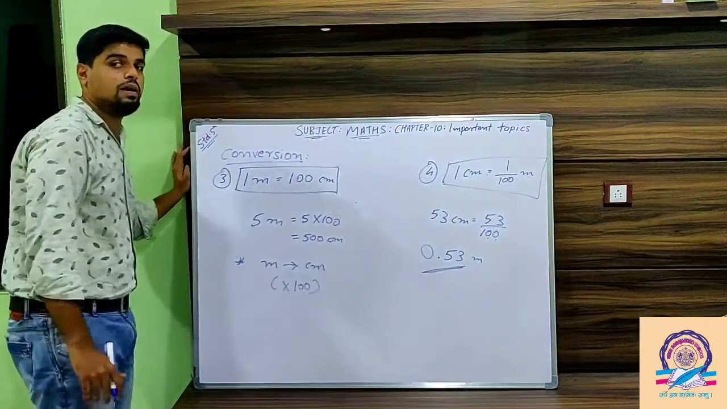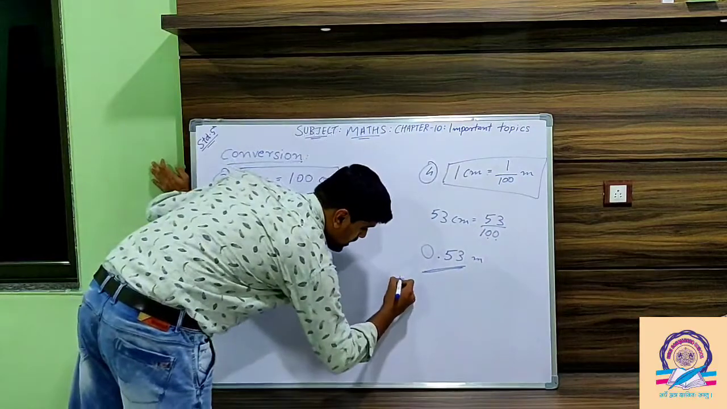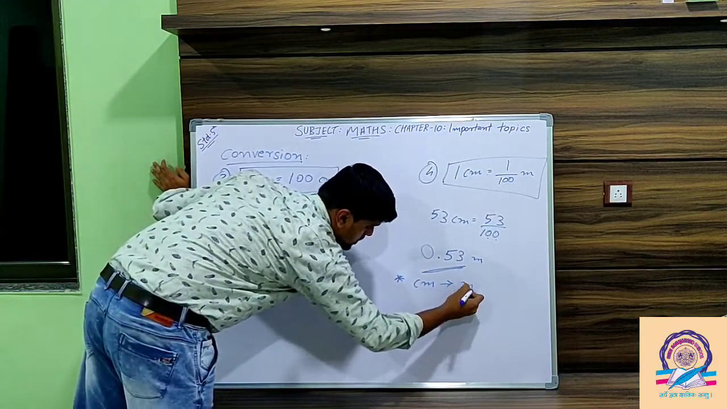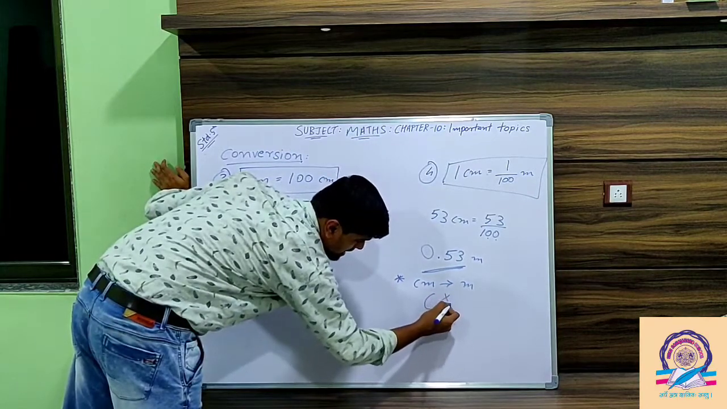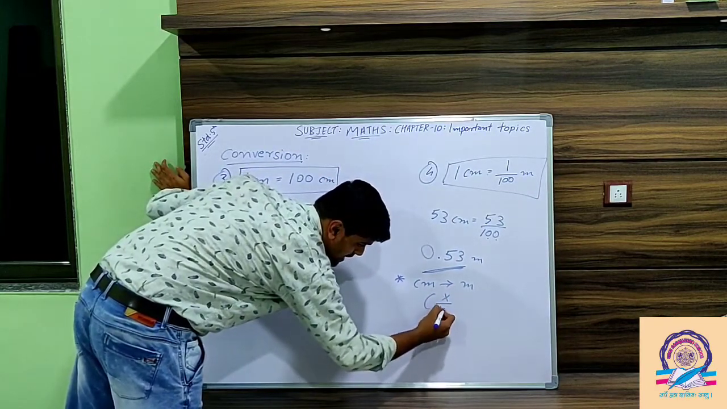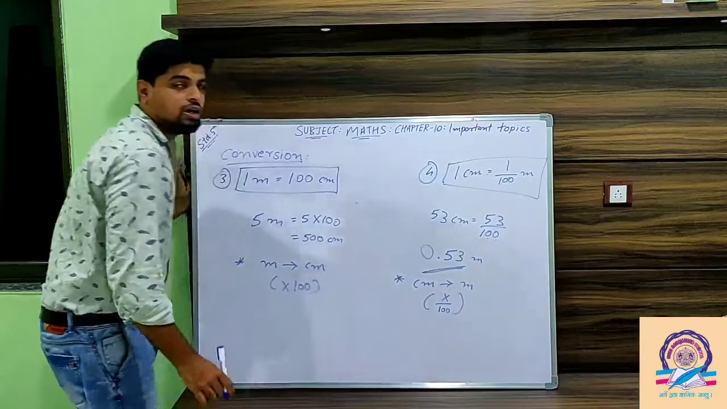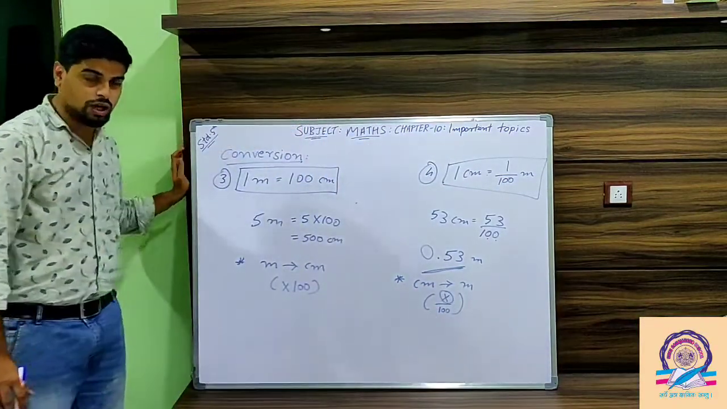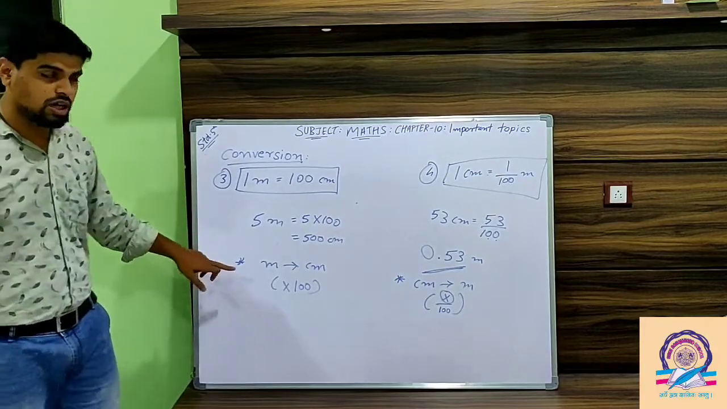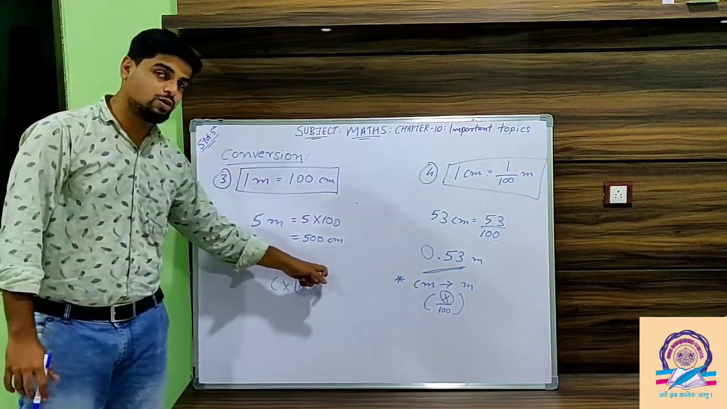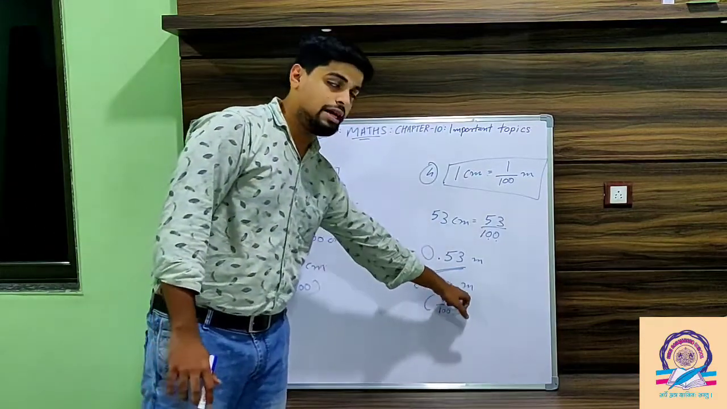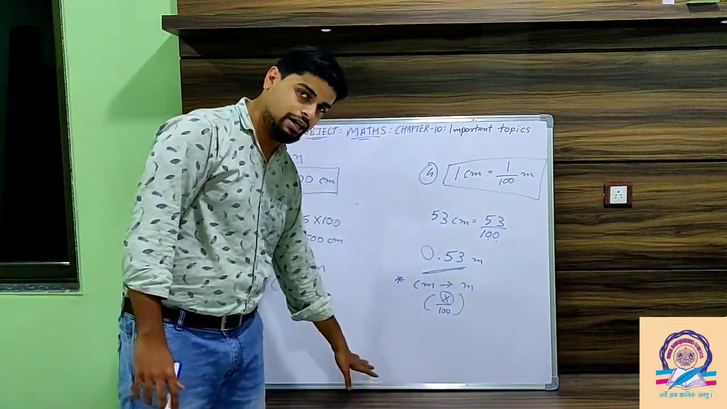So here what will be our formula? For converting centimeter into meter, you have to divide the given number, let's say x, by 100. You have to divide any given number by 100. Okay, is it clear? For both conversions: for converting meter to centimeter, multiply by 100, and for converting centimeter to meter, you have to divide by 100.